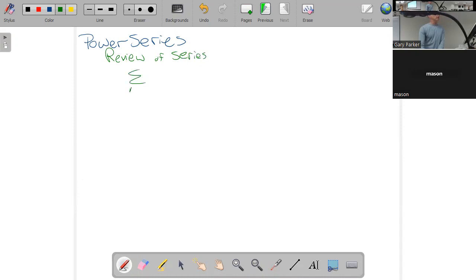If I have the sum as n goes from 0 to infinity of 1/2 to the power n, that's going to give me 1/2 to the 0, which is 1, plus 1/2, plus 1/4, plus 1/8, and so on. What kind of series is this? This is a geometric series, right? And we have a formula for geometric series convergence under certain conditions.